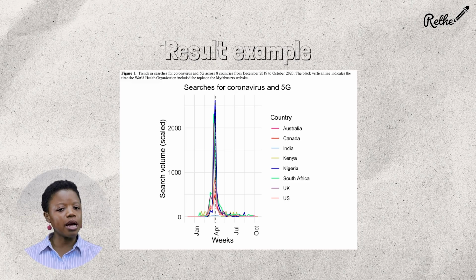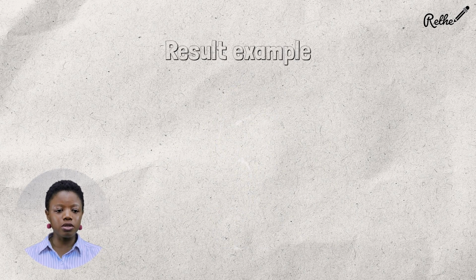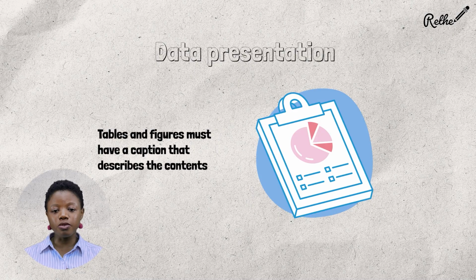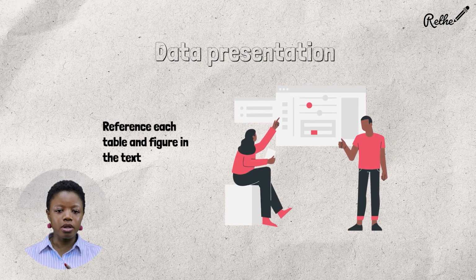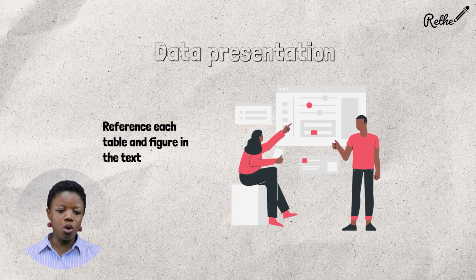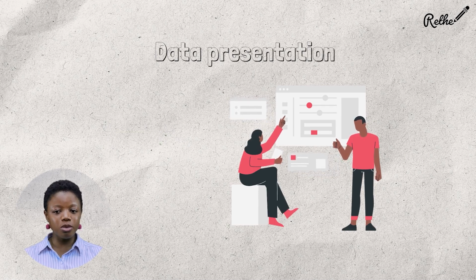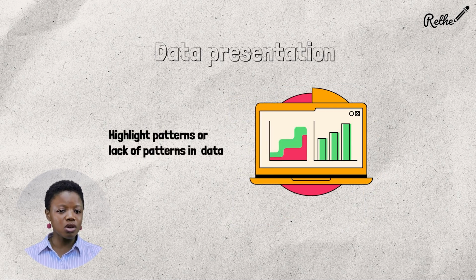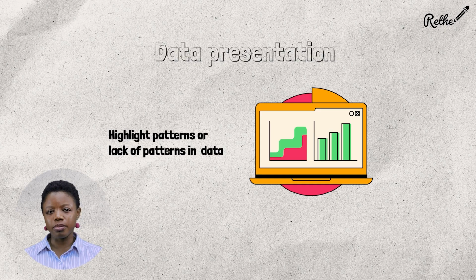I want to talk a bit about tables and figures. Tables and figures can capture lots of information that are important for your paper but does not need to be written. Some things to consider when creating tables and figures. Tables and figures must have a caption that describes the contents. Reference each table and figure in the text. One way of summarizing the information in tables and figures is to highlight patterns or lack of patterns in data.